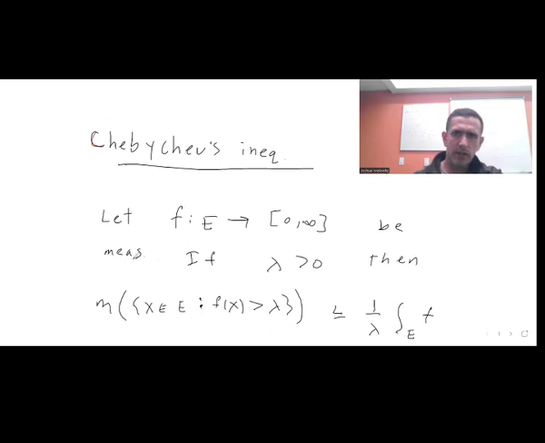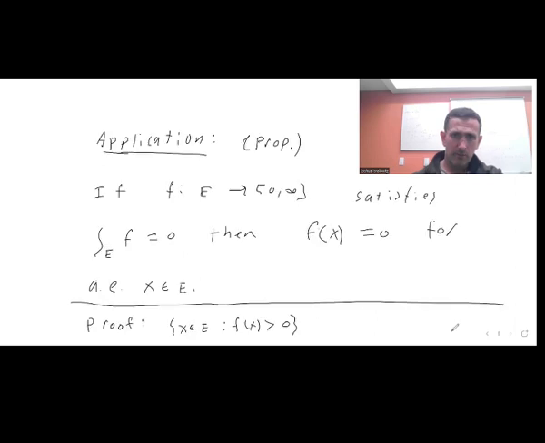But we do the next best thing, the obvious next thing. Well, f of x is bigger than 0 precisely when f of x is bigger than 1 over n for some natural number n. And we use Chebychev's theorem on each of these. So this is kind of trivial here.